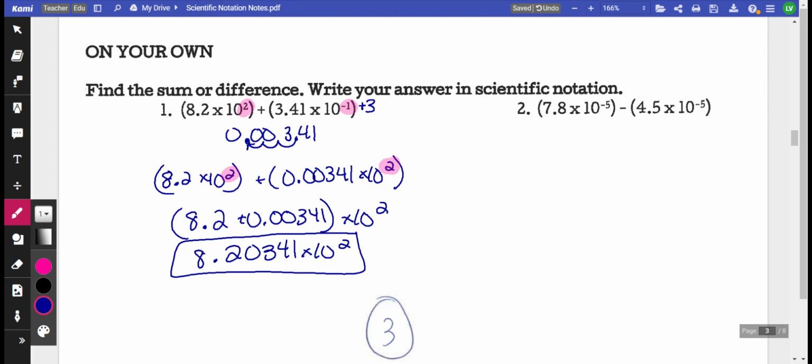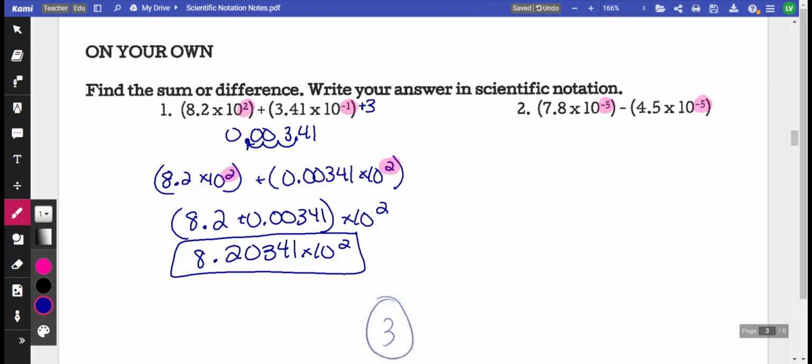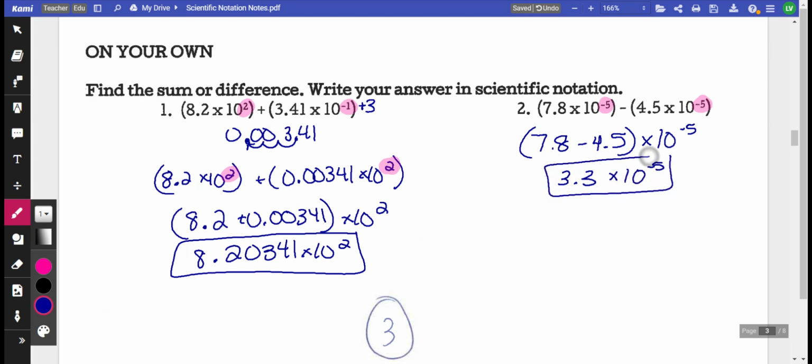Number 2, checking our powers. -5, they're both the same, so that means that we're just going to subtract the factors. 7 and 8/10 minus 4 and 5/10 is 3 and 3/10 times 10 to the -5th power. That's my final answer because my factor is between 1 and 10, and 10 to the -5th, my exponent is an integer. Excellent.